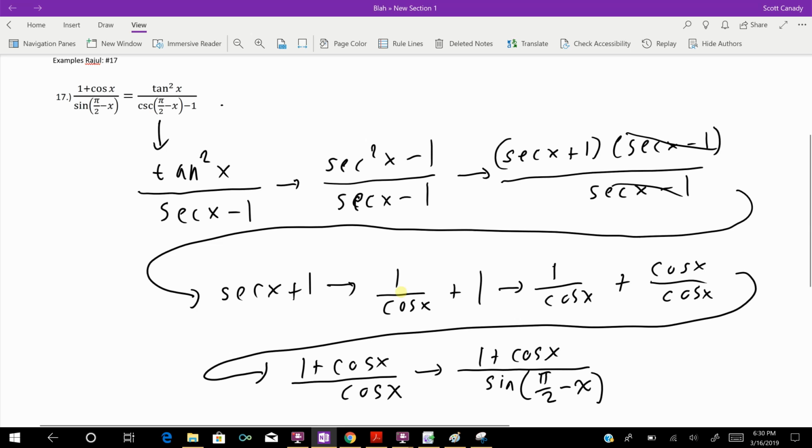And we're all done. We feel pretty good about ourselves, so we box in our answer, give ourselves a little check mark, and now we're finally done with all of Examples Rajul.